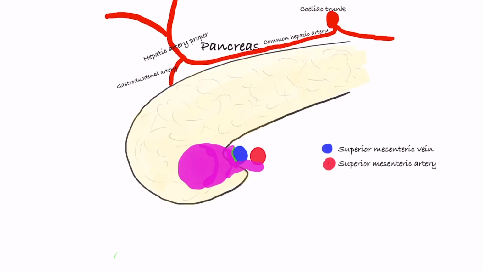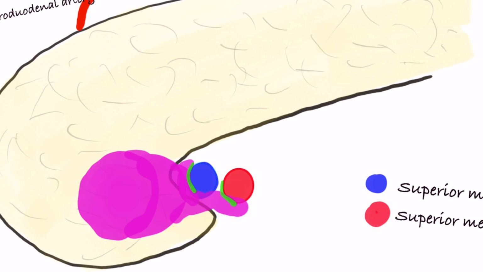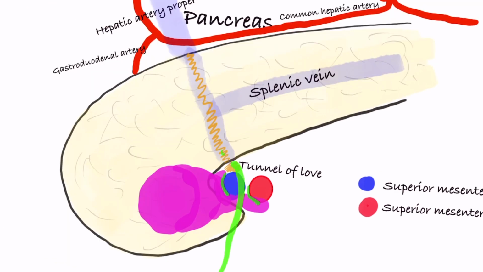There is an avascular area between neck of pancreas and SMV called tunnel of love. This tunnel signifies plane between SMV-portal vein and pancreas. Earlier, surgeons used to pass long artery forceps in this tunnel to check resectability. If tunnel cannot be formed, then it means tumor has involved SMV.